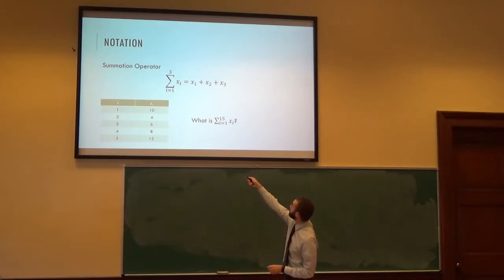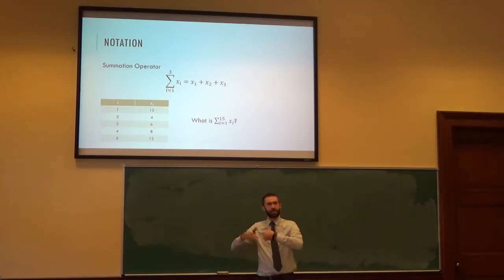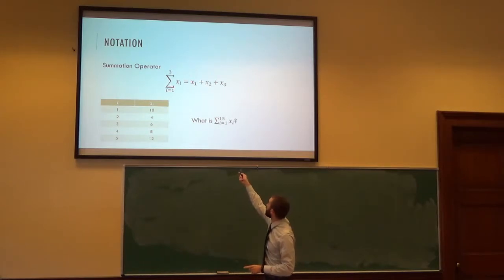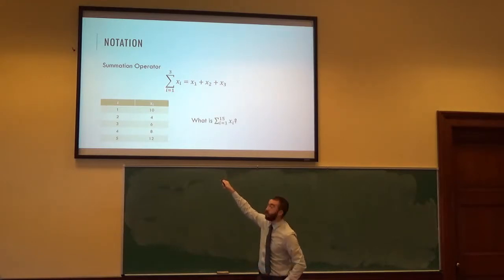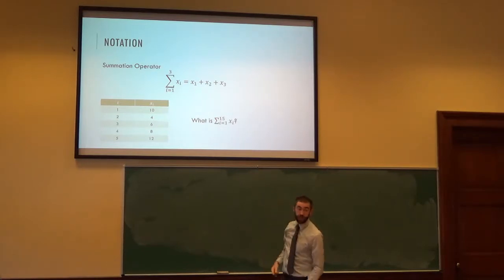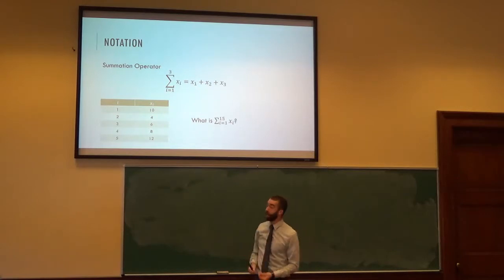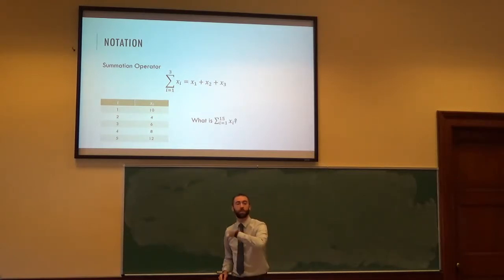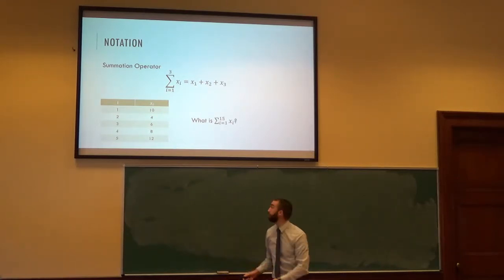So here's an example. Xi, okay, that lowercase i is an index. It can take different values. There's x1, there's x2, there's x3. In this case, it can take a value from 1 to 3. So that means x could be x1, x2, and x3 in this example here. The sum means that I'm adding up x1 plus x2 plus x3. Okay.